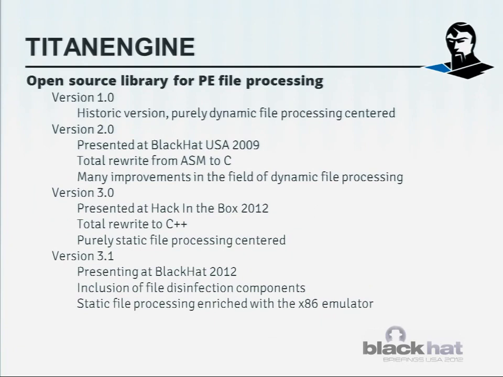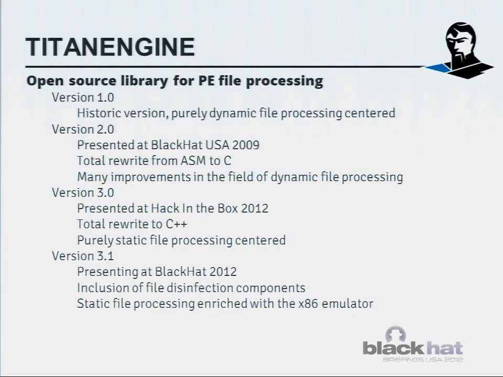And throughout its history, it went through all sorts of iterations. So just for historic purposes, we keep this slide to remind ourselves how much time we actually spent working on this library. What you see on this one slide is about 6 years of development. The first version, 1.0, is a historic one. We wrote that in assembler just as a proof of concept. We mainly focused on dynamic unpacking solutions at the time, so it only used the Windows Debug API to actually process files.